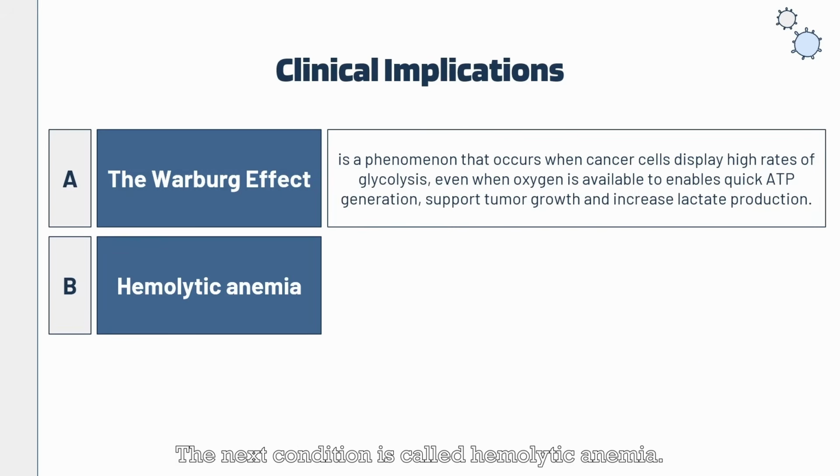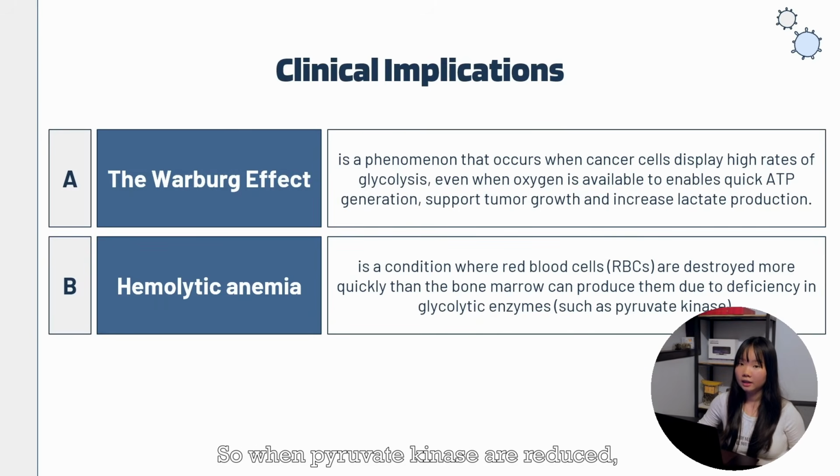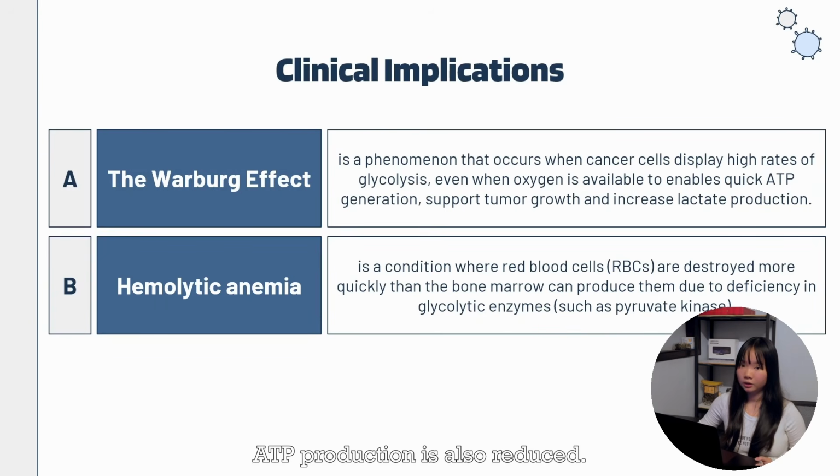The next condition is called hemolytic anemia. Hemolytic anemia is a condition where red blood cells are destroyed more quickly than the bone marrow can produce them due to deficiency in glycolytic enzymes such as pyruvate kinase. So, when pyruvate kinase is reduced, the process of glycolysis is also reduced, and when there is a reduced glycolysis rate, ATP production is also reduced.